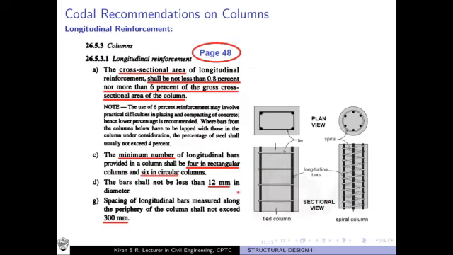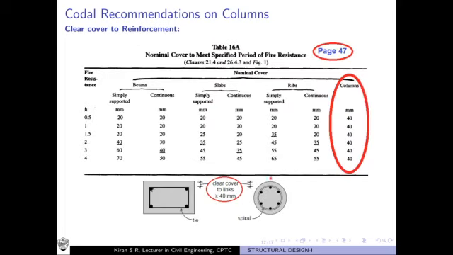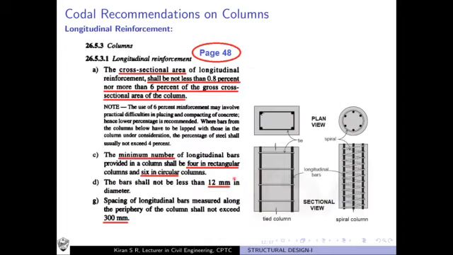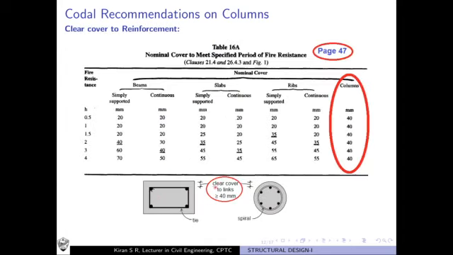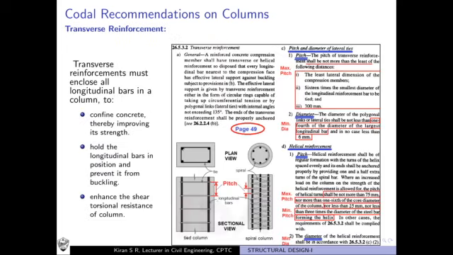So here you see we have provided longitudinal reinforcement, and on the outside of it you are providing ties or spirals. So outside these ties or spirals, you have to provide this clear cover. 40 mm minimum should be provided.